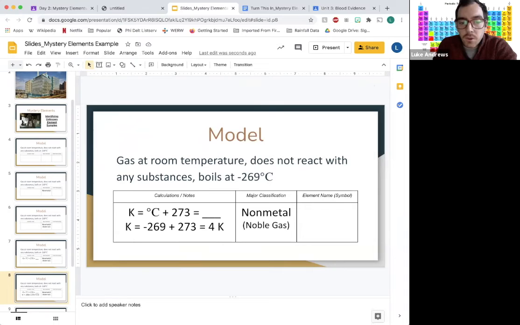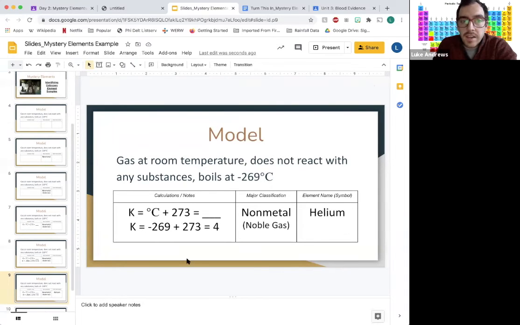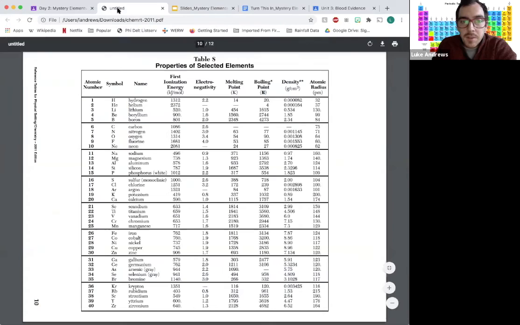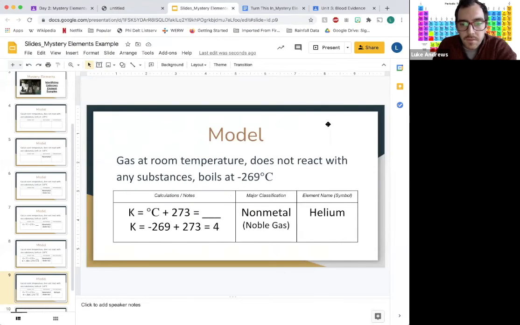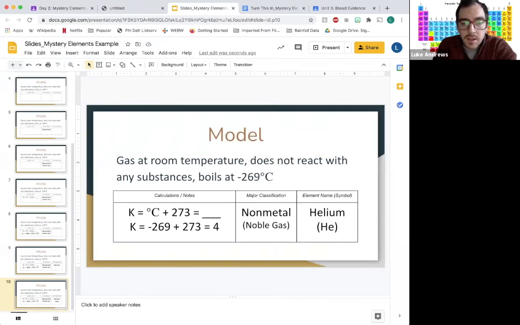Now that I know it's 4 degrees Kelvin, now I can find out that it is helium. I would do that by going to my tables, boiling point, and looking for 4. Where's 4? Where's 4? There's 4. Helium, chemical symbol He, has a boiling point of 4. So I'm able to discover through the reference tables that this element is helium.